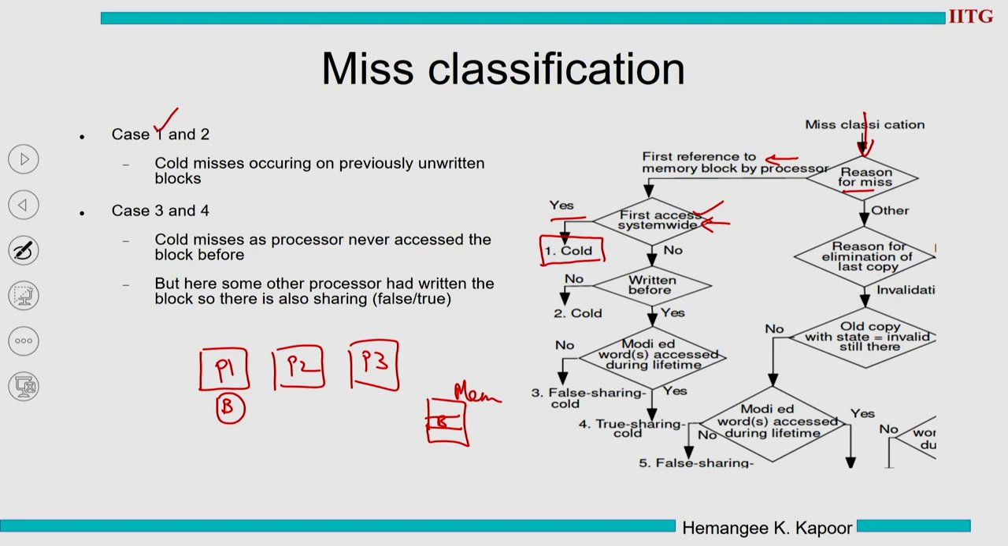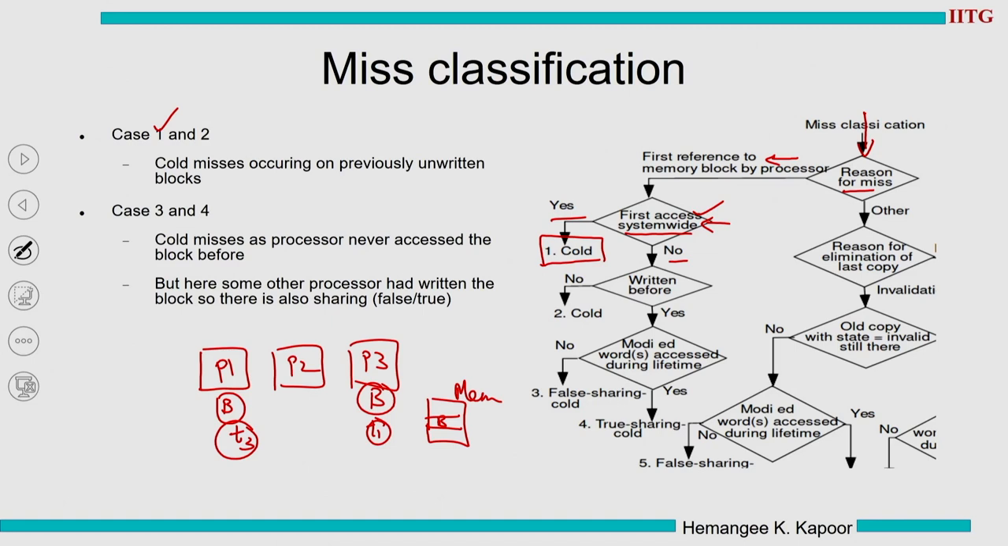Coming back to the flowchart, is it a first access system wide? Now I'll take the path of no. What does this mean? This means that P3 had accessed B at some time T1, and at time T3, suppose P1 starts accessing. That is, P3 had already used B and now P1 is wanting to use B. But for P1, this is the first access for B.